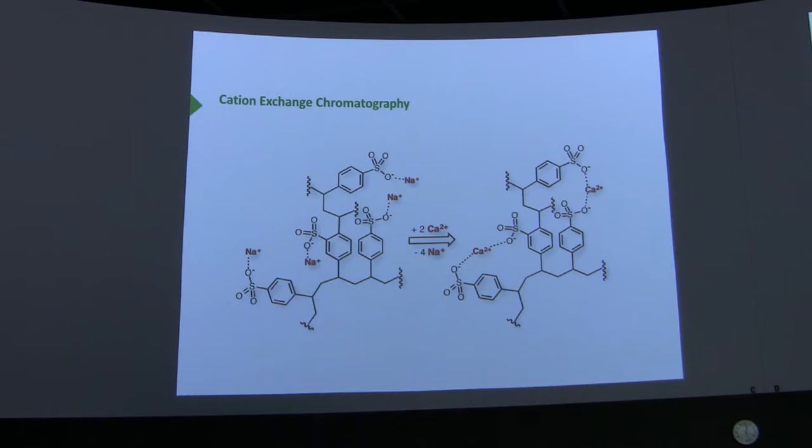Okay? Now, the key to this is something I mentioned last time as well, and that is that these are non-covalent interactions. If this is a covalent interaction, nothing's coming off, guys. It's not a covalent interaction. Coming on, coming off, coming on, coming off, right? So if we put enough counterions there in the form of sodium, we will release the things that have been bound here. Yes?